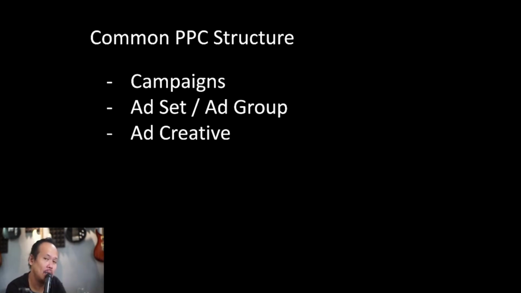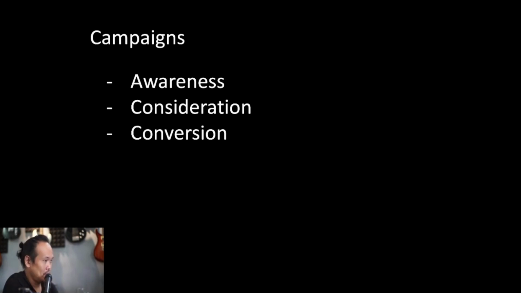So let's now proceed with the common PPC structure. This applies both in Google and in Facebook. The first one is the campaigns, which we'll discuss in the next slides. Below the campaigns are ad sets in Facebook and ad groups in Google. And then after that, the ad creative, which is basically the actual photo, video, or text that shows up in the ad. So within the campaigns, you have three options: awareness, consideration, and conversion.